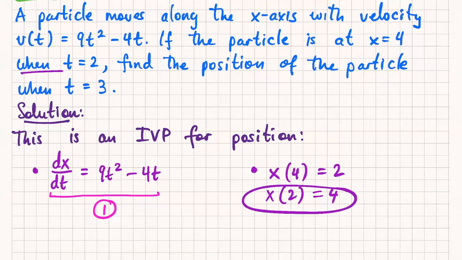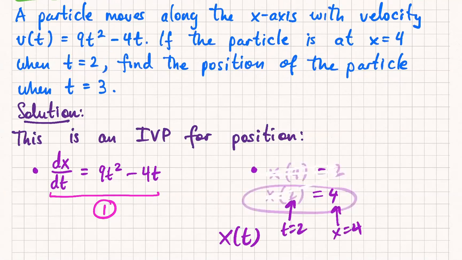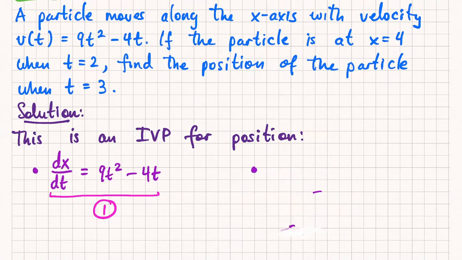Remember, it says when t equals 2. So the t value is 2, right? So if I'm doing x of t equals something, I evaluate this at t equals 2, and I get back out x equals 4, right? Remember how we do function notation. Okay, so we're given that x of 2 equals 4, and that is the second piece to this. And now we're in business. Now we're ready to solve the IVP.